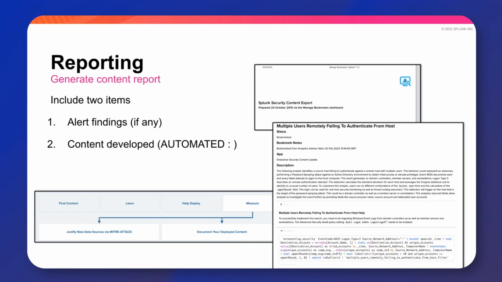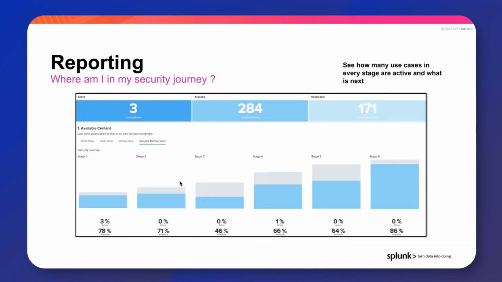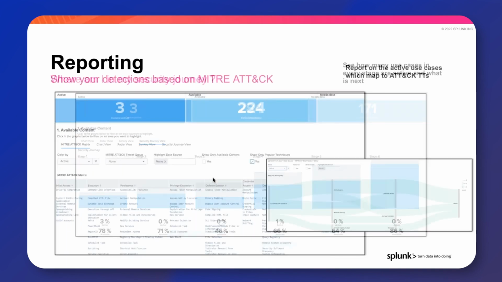So this is just going through more on how you'd go about content exporting. You go through the measure section of the home screen and document your deployed content. That's looking at the content you have available and deployed and making a report on that. In the same vein, you can generate reports on all the data in the Analytics Advisor. There's also the option to report on the security journey, as Jake previously touched on, so how much you've fulfilled each stage of the security journey.